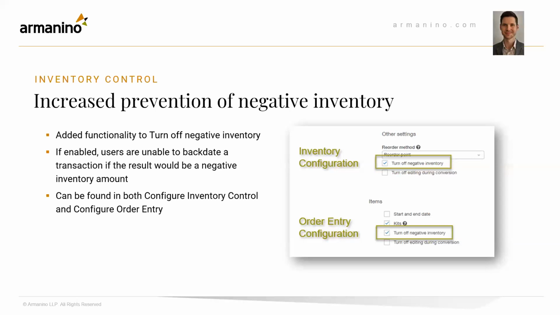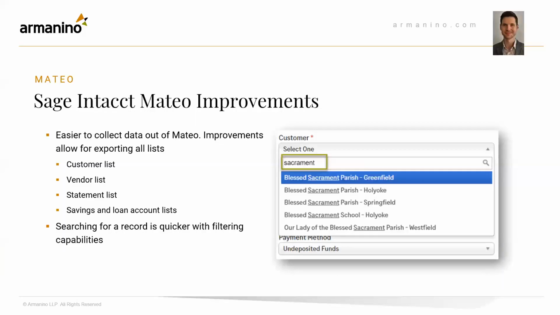This takes us to Sage Intacct Mateo. So what Sage Intacct Mateo is, for those of you who are not aware, it's a module that is designed for diocesan entities. It is a way to manage and maintain donations, funding, and your various accounts with these nonprofits. And some new improvements include an easier way to collect data out of Mateo. And the improvements allow for exporting all lists, which are included below, which are customer list, vendor list, statement list, savings and loan account list.